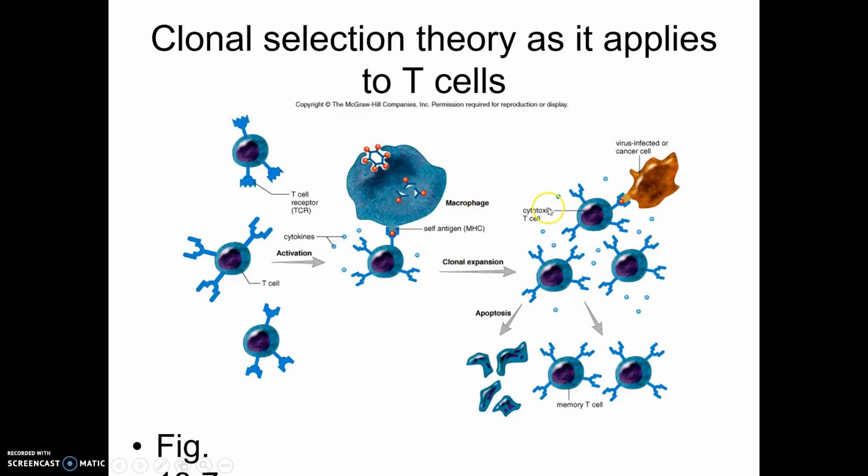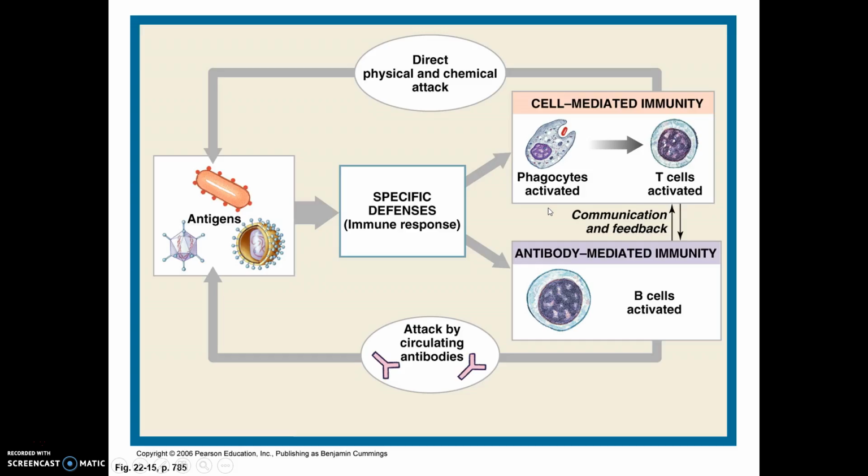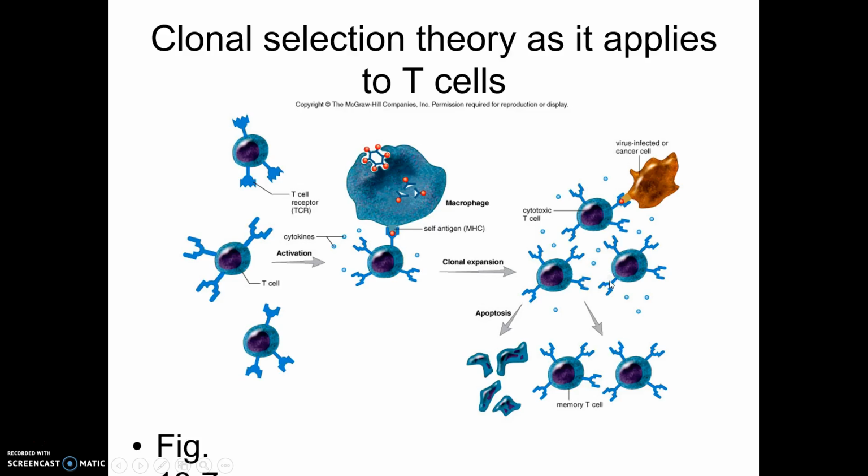Talking about specific defenses, we know that there are two parts of specific defenses: cell-mediated immunity, which is done by T cells; and antibody-mediated immunity, also called humoral immunity, because B cells make antibodies which are released in our body humors, another term for our body fluids.